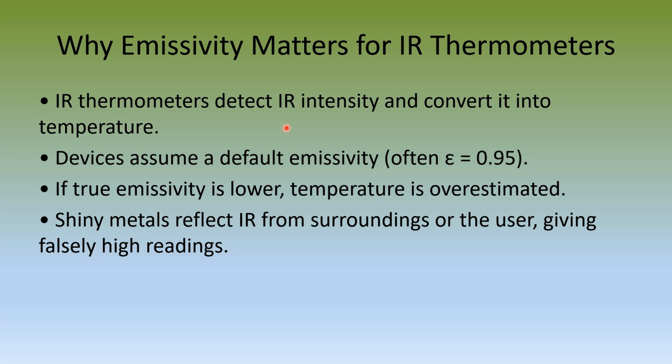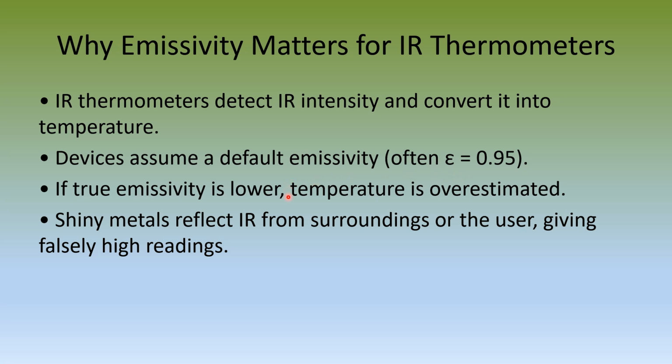So why does emissivity matter for infrared thermometers? It detects the infrared radiation and converts it to temperature. That's how it works. And so it assumes, in this case, you can buy other thermometers that have different emissivity settings, or you can even adjust it. This was a rather inexpensive one. I paid less than $20 for it. It assumed an emissivity of 0.95, nearly a perfect black body.